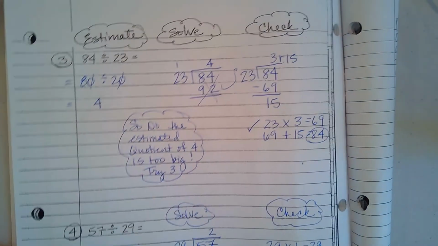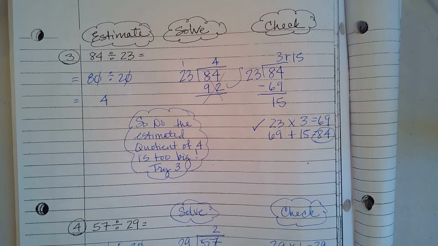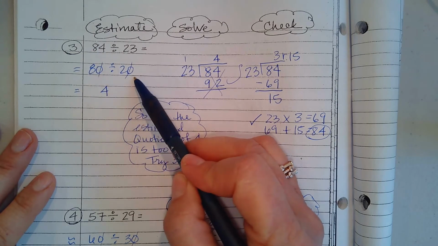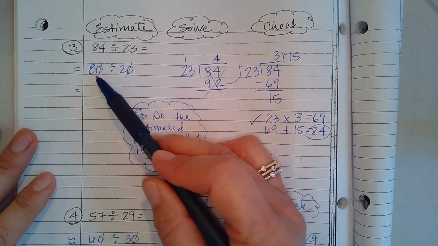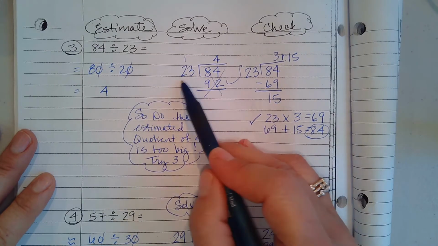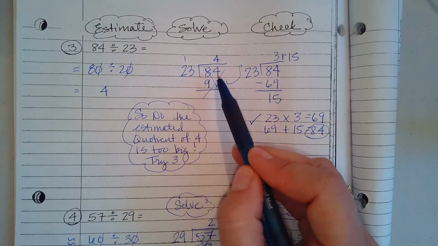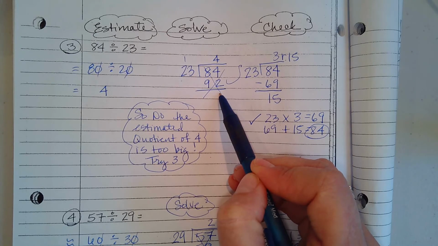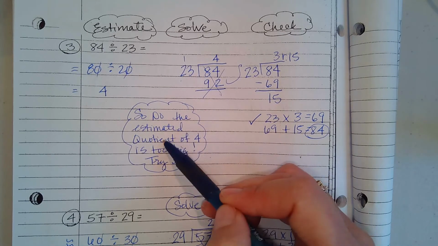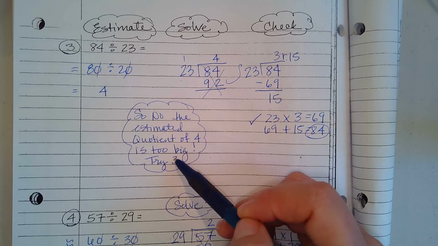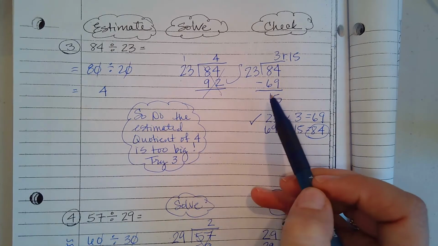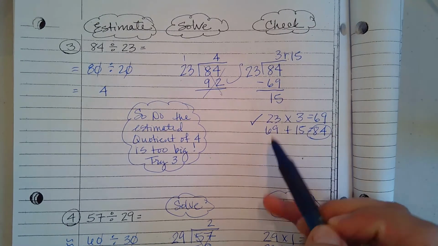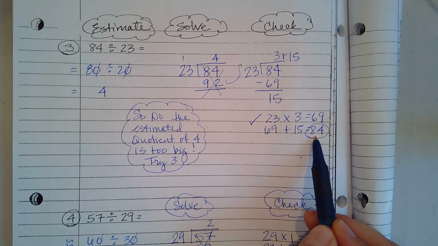All right, so how did you do? Now, these 2 were a little tricky. Hopefully you caught on to this. So I estimated 80 divided by 20, and I got rid of my zeros. 8 divided by 2 is 4. So I came over here, and I'm like, okay, 23 divided into 84 should be 4, right? Oops. It ends up being larger. I can't do that. So no, the estimated quotient of 4 is actually too big. So it tells us to try 3. So 23 divided into 84 is 3, remainder 15. I come down and check, and it checks out.